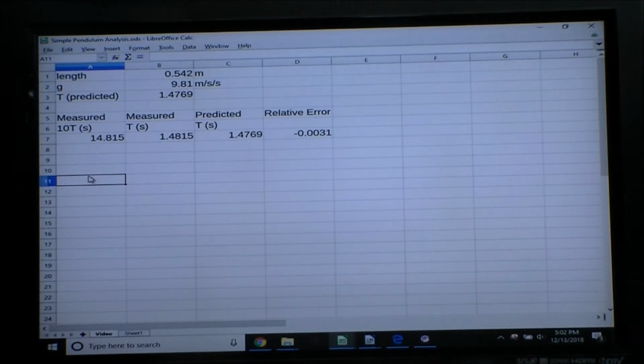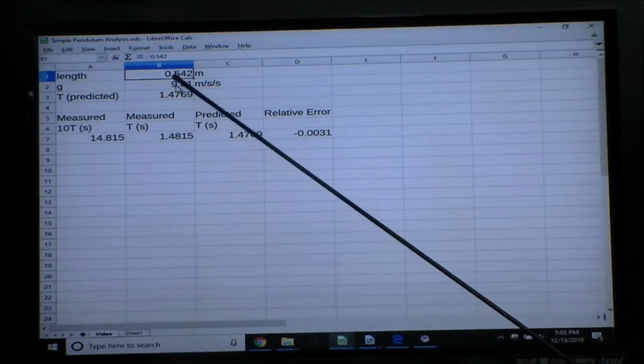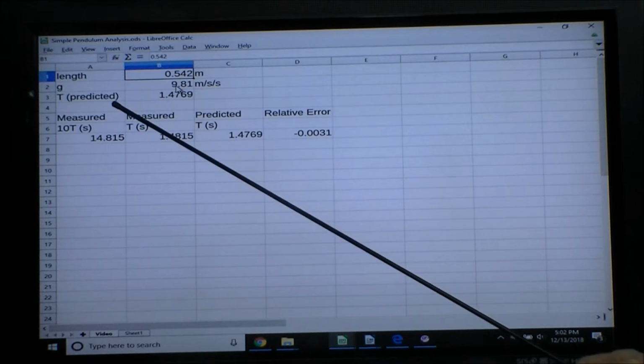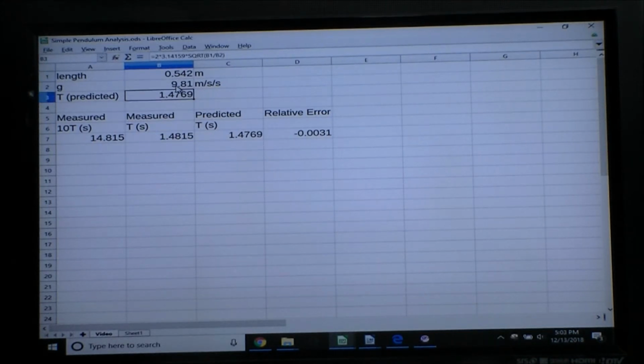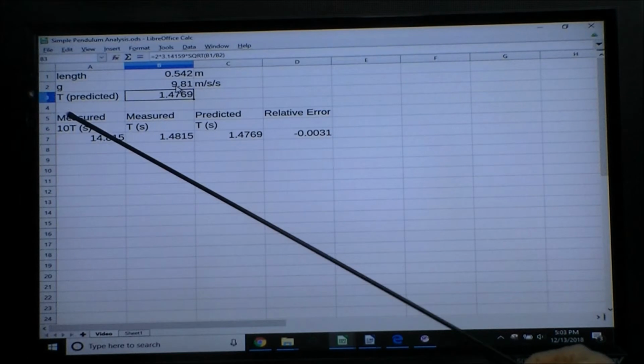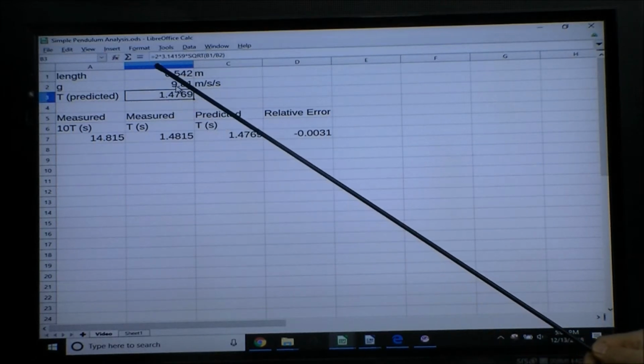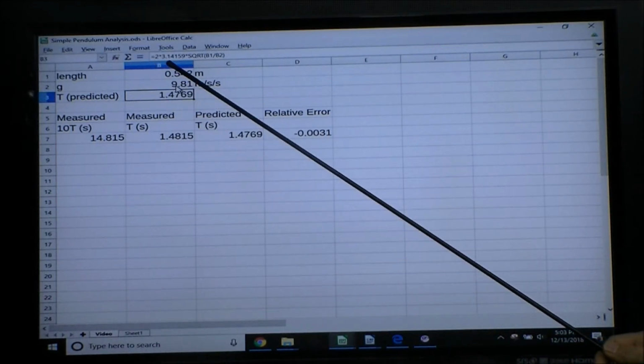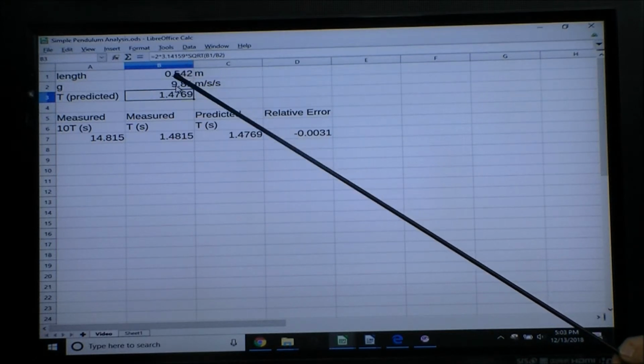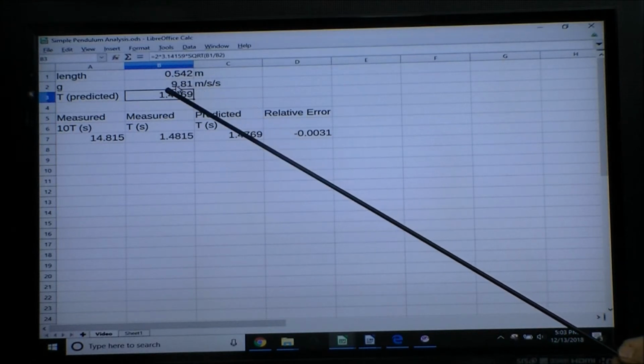Alright, so let's demonstrate the analysis in our spreadsheet here. And we've entered the length of the pendulum, 542 millimeters. You just convert that to 0.542 meters. We enter in the acceleration of gravity, 9.81 meters per second squared. And then we use the formula bar to get the predicted period corresponding to the formula that was part of our hypothesis. 2 times pi, so this is 2 times 3.14159 times the square root of the length over g, or the square root of element B1 divided by B2.